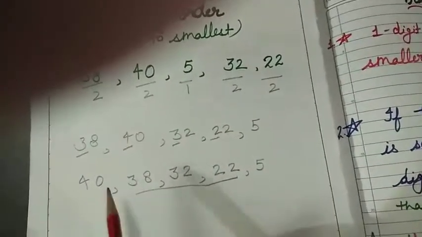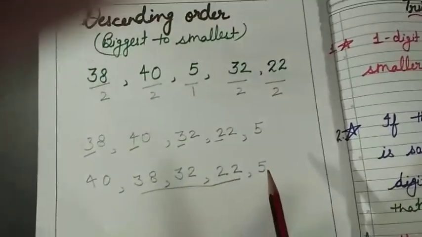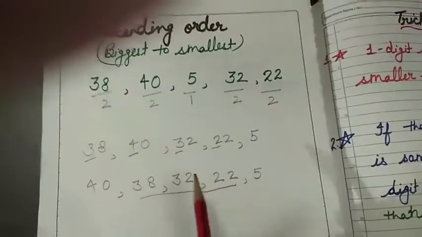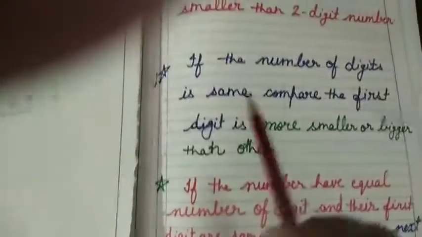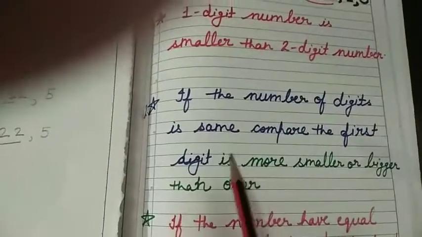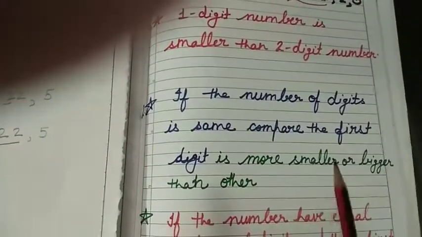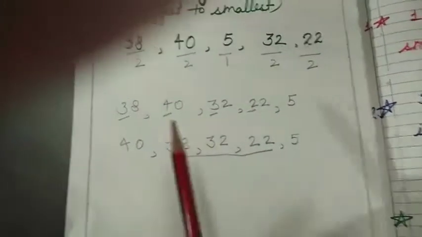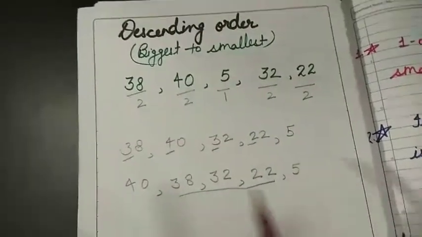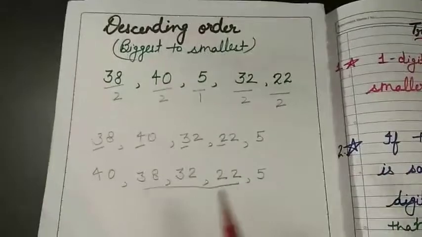Now this is the biggest number, this is the smallest number. Now we have to check whether these are arranged properly or not. What is the third rule here? If the number of digits is the same, compare the first digit to see if it is smaller or bigger than the other. We have already done that. We have compared their first digit. So we have arranged here according to biggest to smallest.